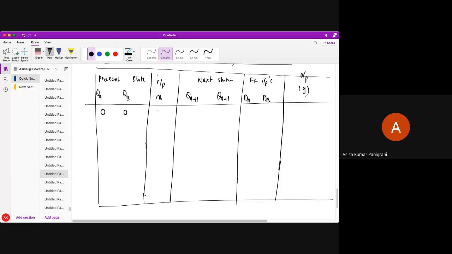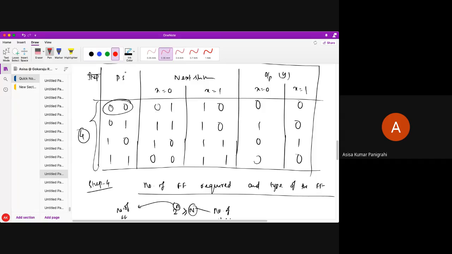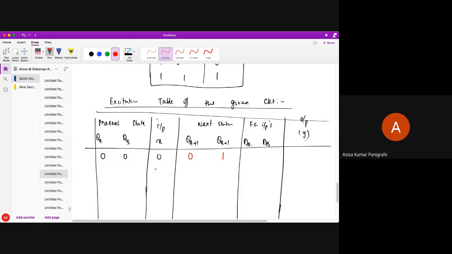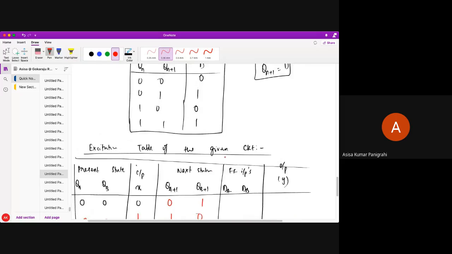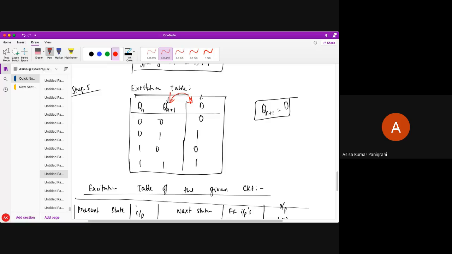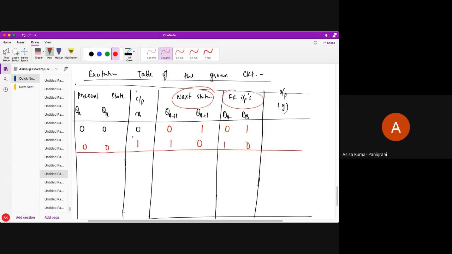So QA QB is 0 0, input is 0. See here, I am at present state 0 0. For input 0, I am going to 0 1, and for input 1, I am going to 1 0. Are you understanding? And what are my D flip-flop inputs? DA DB is nothing else; whatever the next state, the same. I'm just going to copy the next state, because Qn plus 1 and D are similar. Whatever the next state, that will be the same as D. So whatever my next state, the same will be my flip-flop inputs, because I have taken the D flip-flop to design my sequential circuit.